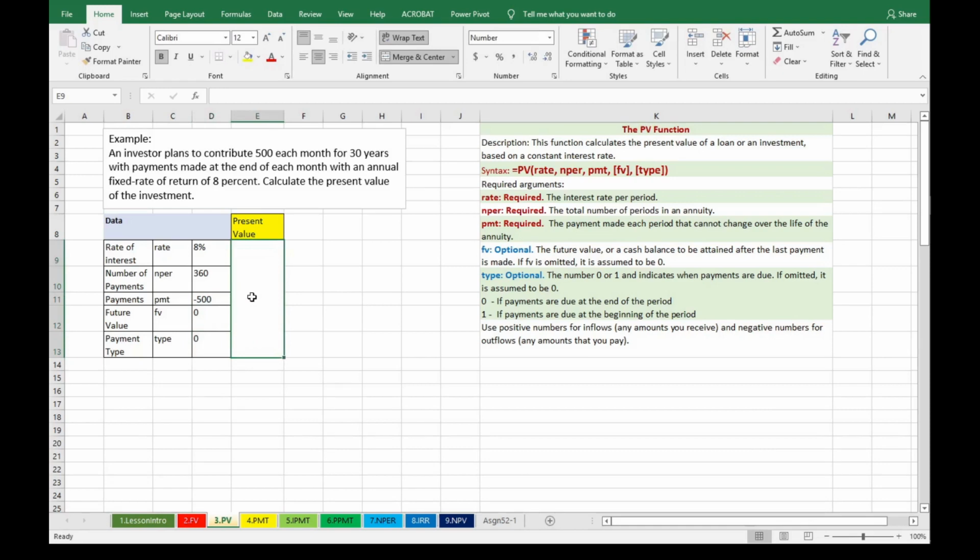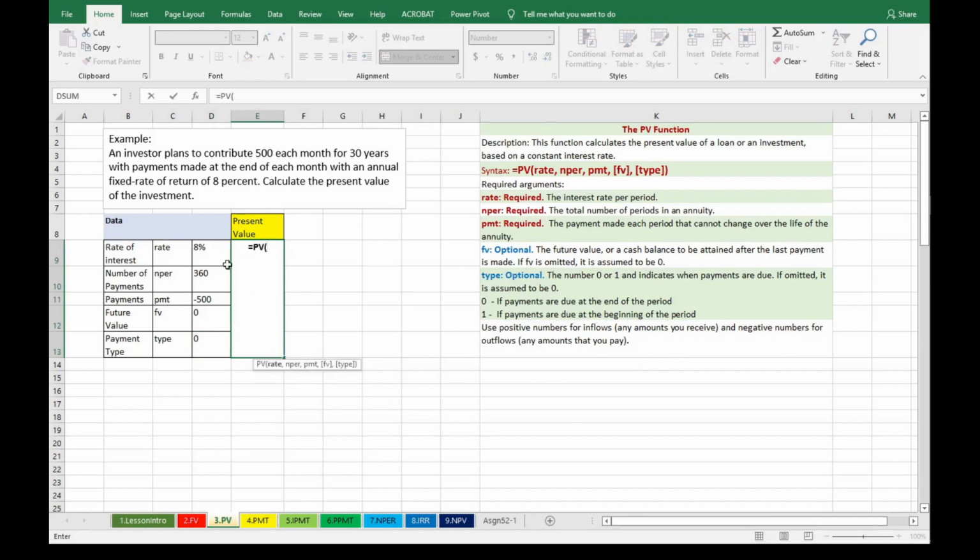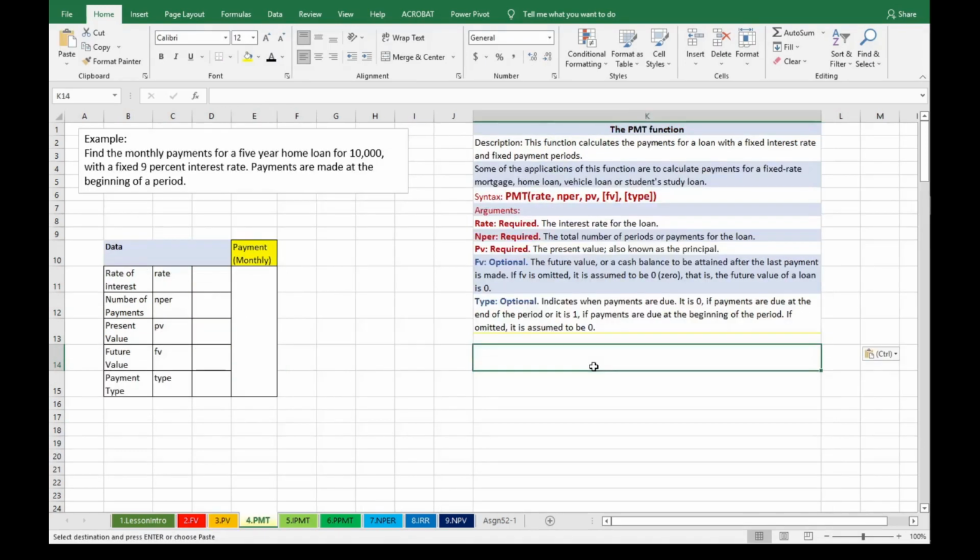So present value, the function is equal to PV and rate. Rate is 8%, and we need to divide this by 12 because of monthly payments. Then NPER is 360, that's already in months. Then contribution each month is minus 500, and then FV is 0, or we can just omit that and close the parenthesis and calculate. So we got the present value of 68,141.75.